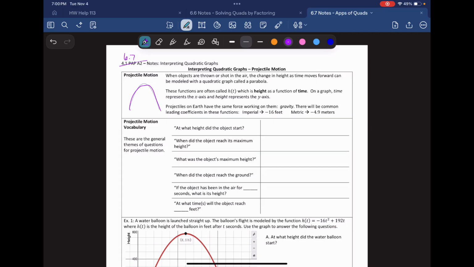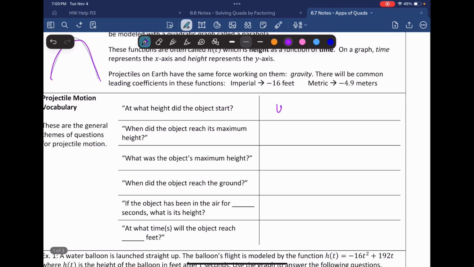So you're going to want to have Desmos out, your graphing calculator. We're primarily going to be using that. I'm going to show you the algebra, but we're going to be using Desmos. So at what height did the object start? This is asking for the y-intercept. Where does the graph cross the y-axis?